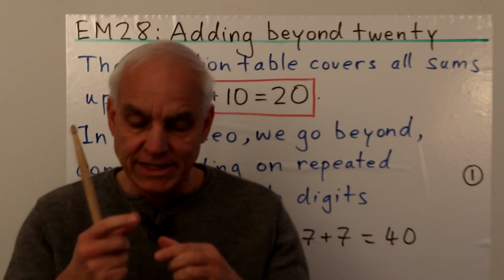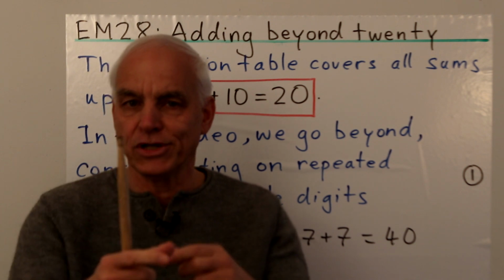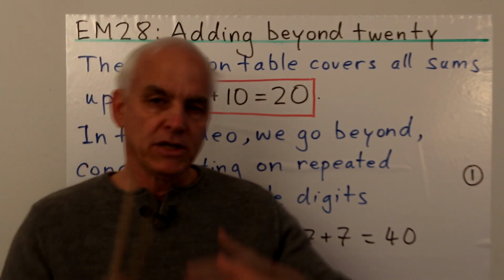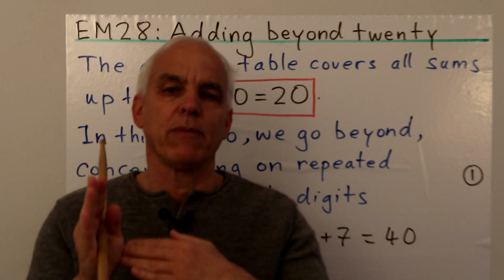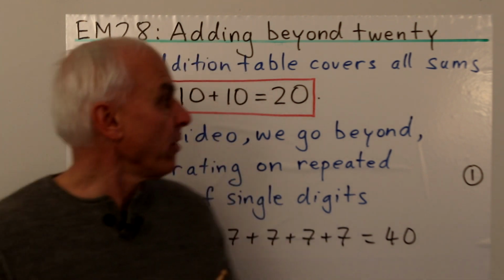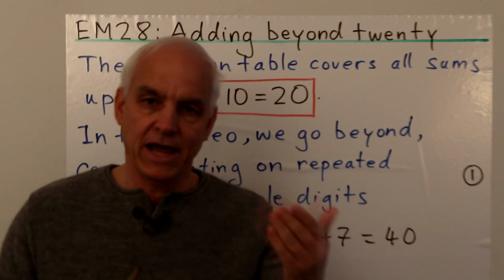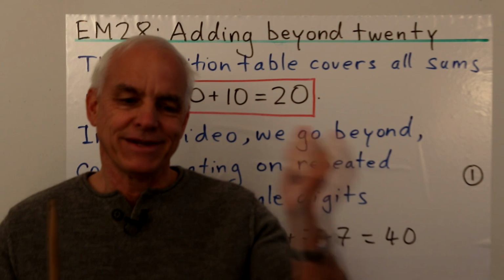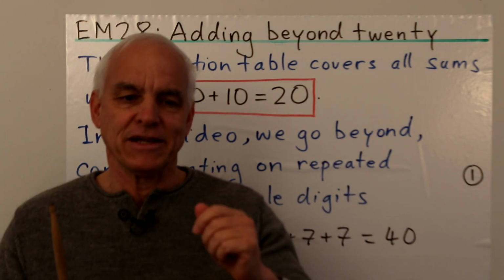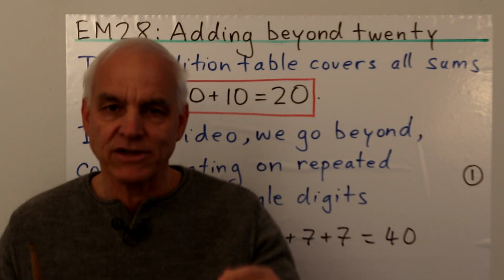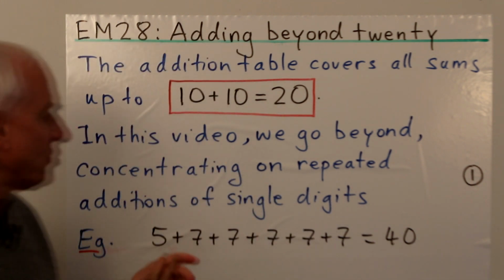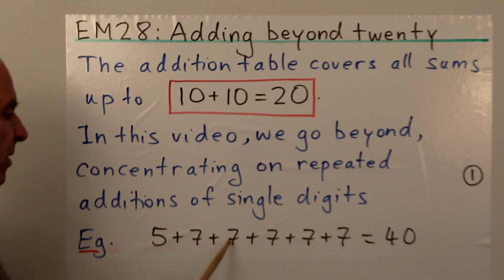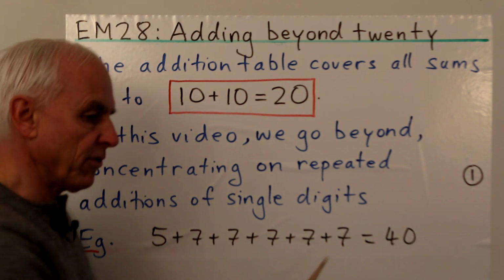This is actually a relatively simple addition where we're just adding single digits, but we want to go now beyond 20. The addition table, the fundamental addition table, tells us how to add up numbers from 1 to 10 with other numbers of that range, up to 20. But this kind of wrapping around that's involved extends past 20. So we're moving towards being able to sum up things like this. 5 plus 7 plus 7 plus 7 plus 7 plus 7 equals 40.